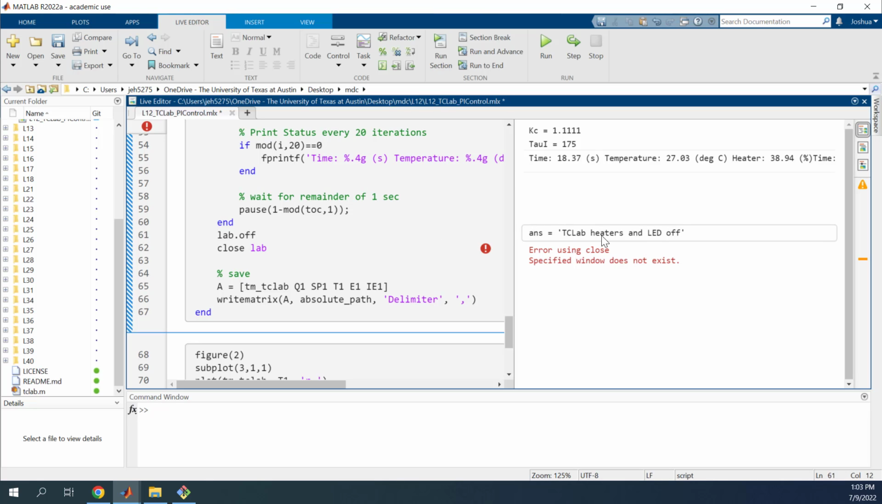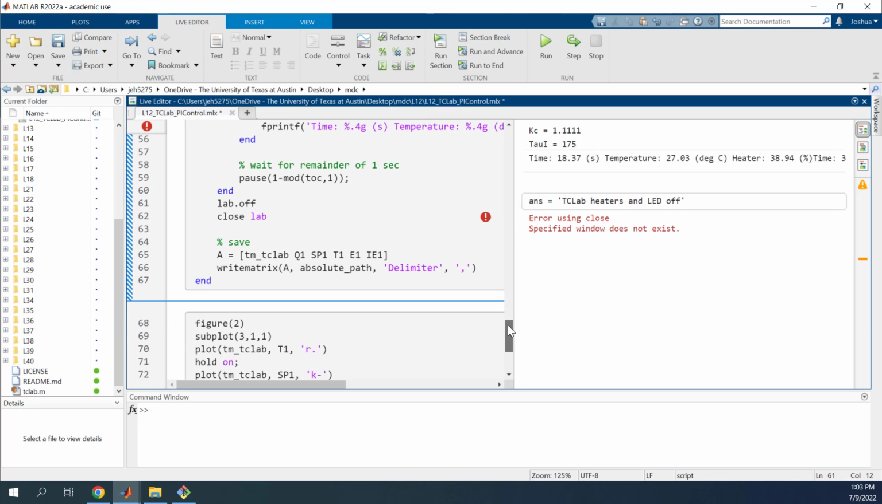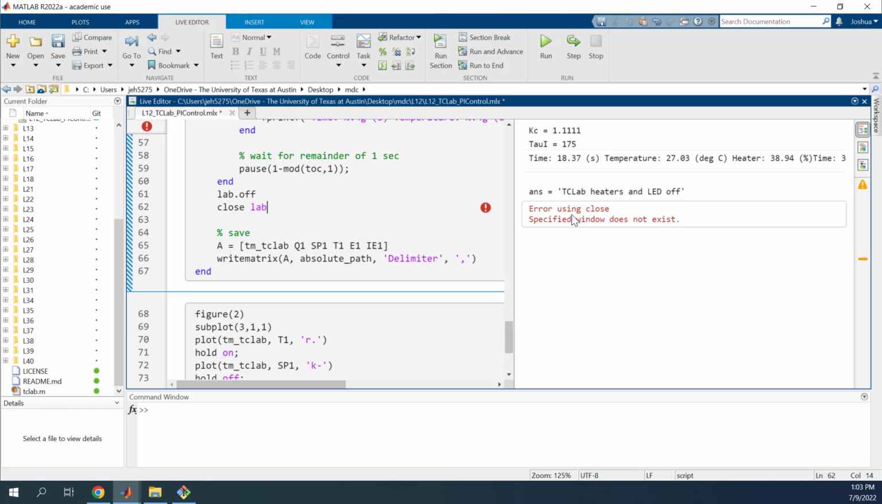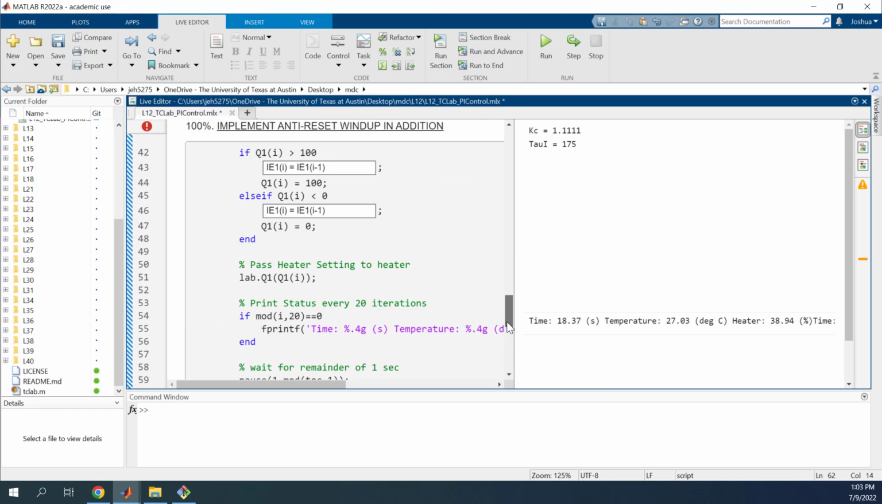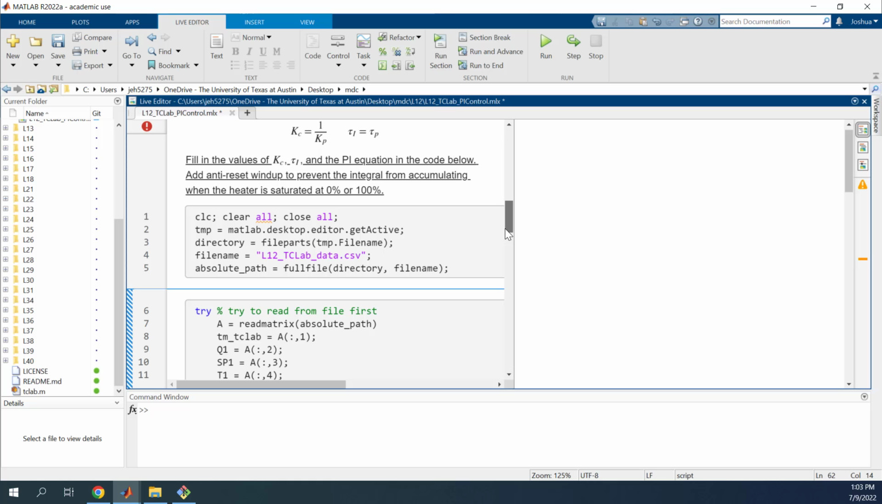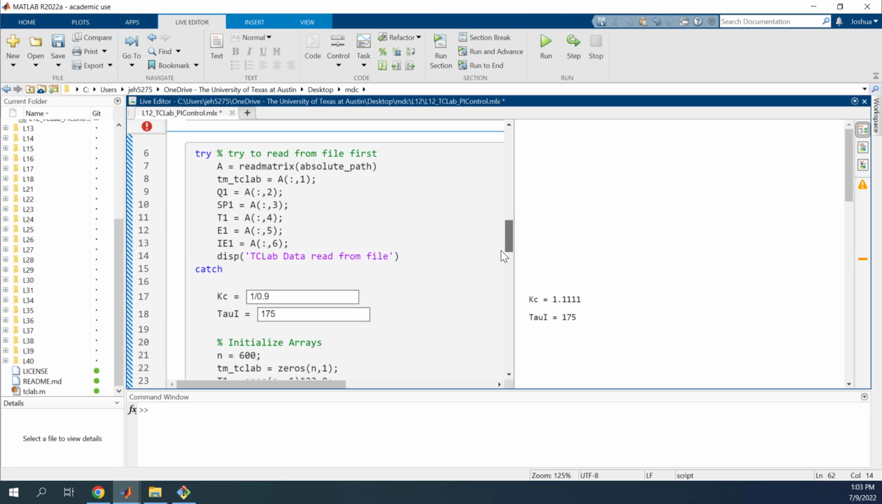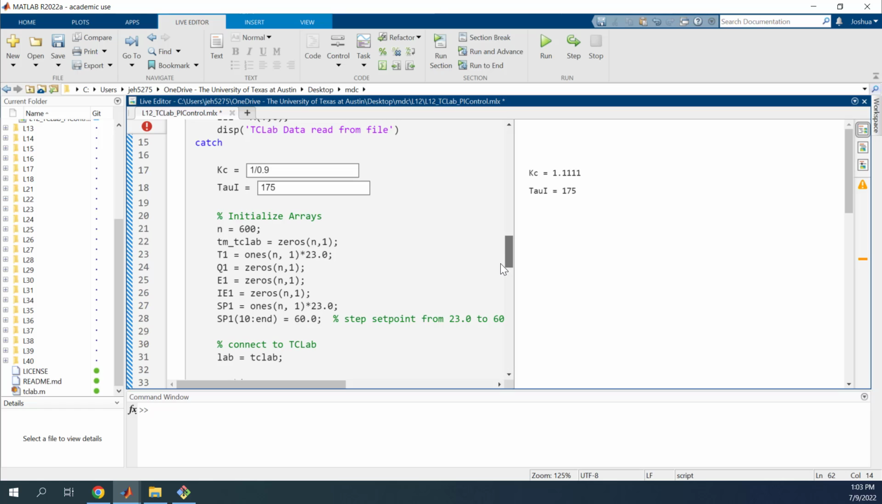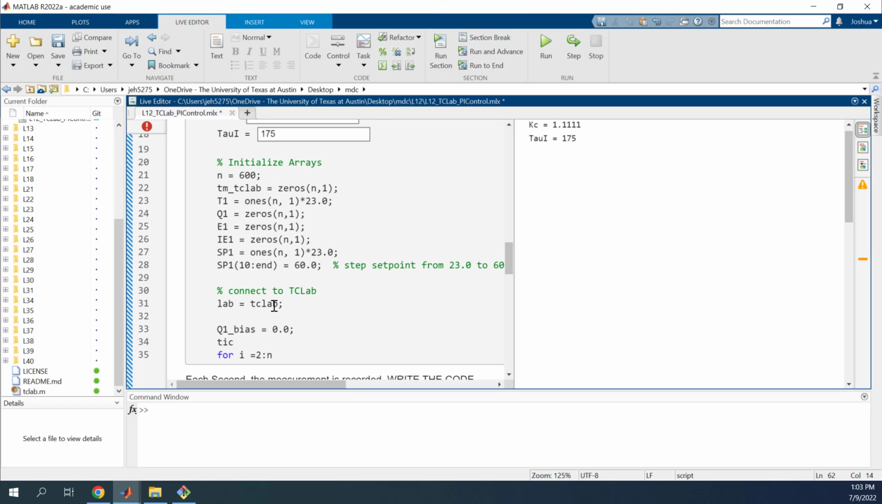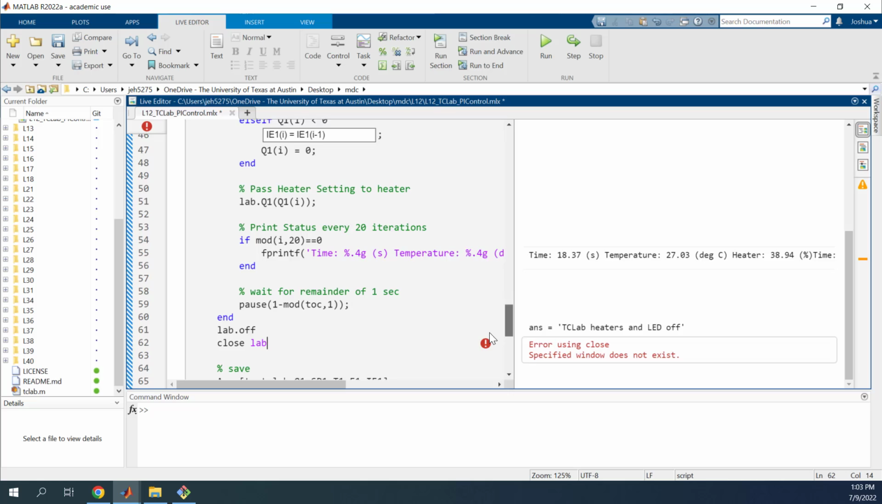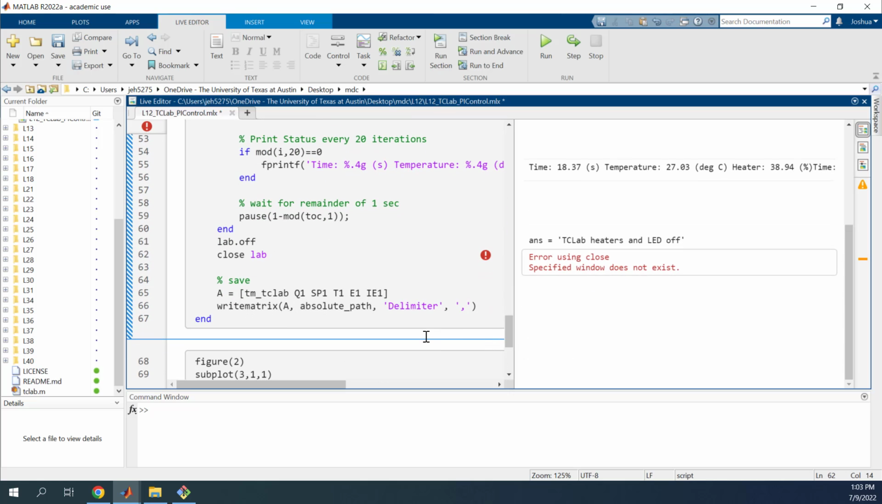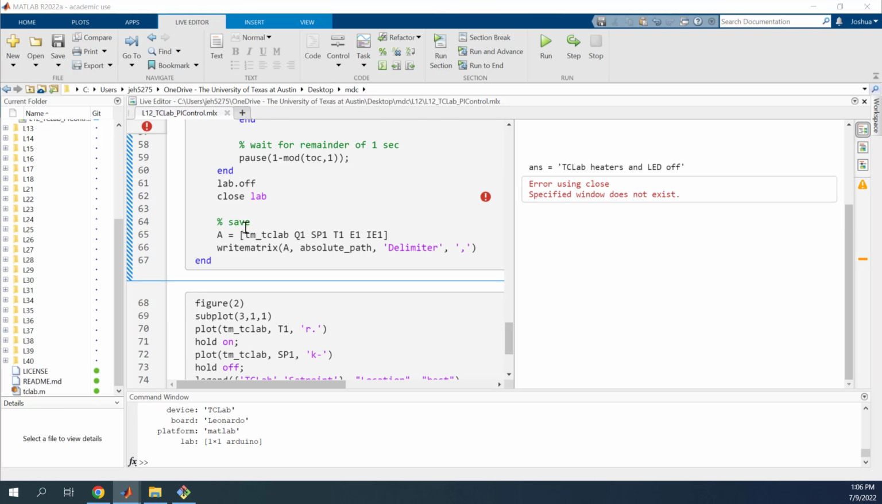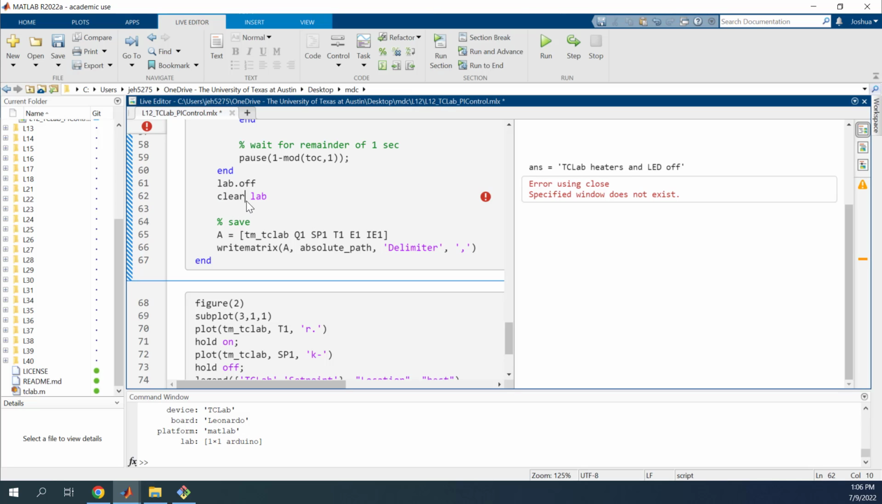With lab.off, we turn off the heaters and the LED. And the last thing we tried to do is close lab. You see there's this error that the specified window does not exist. If we look at where we call TCLab and first connect to it, here, lab is equal to TCLab. So that close right here should be clear lab.